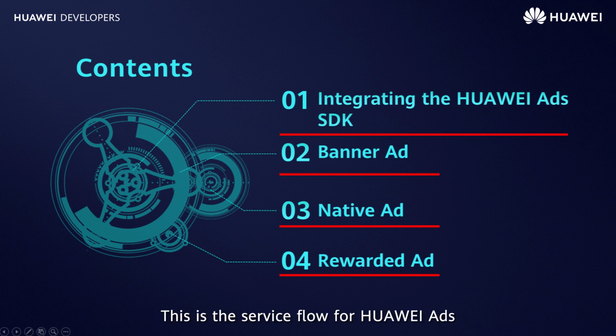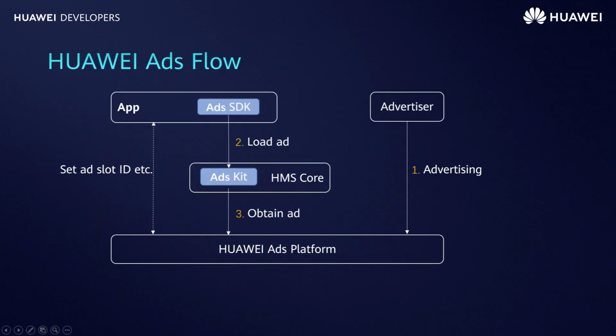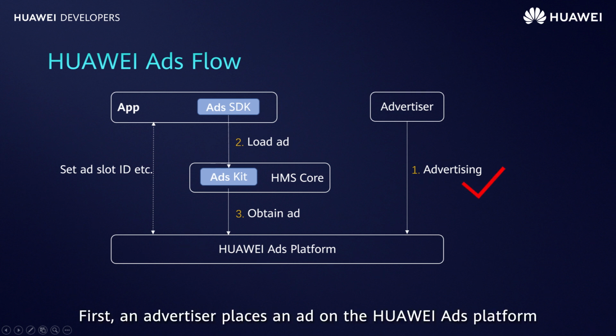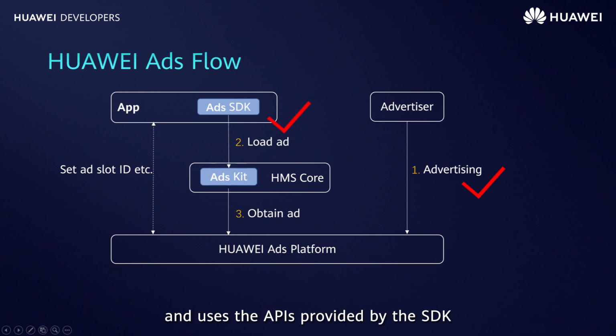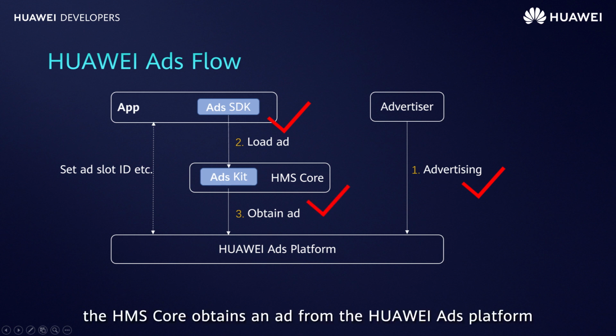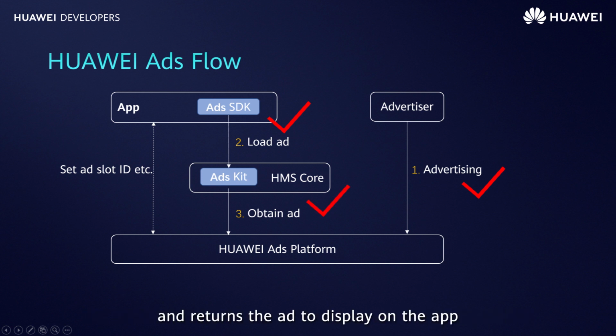This is the service flow for Huawei Ads. First, an advertiser places an ad on the Huawei Ads platform. Then, a developer integrates the Huawei Ads SDK into their app and uses the APIs provided by the SDK to request an ad from the HMS core. Finally, the HMS core obtains an ad from the Huawei Ads platform and returns the ad to display on the app.